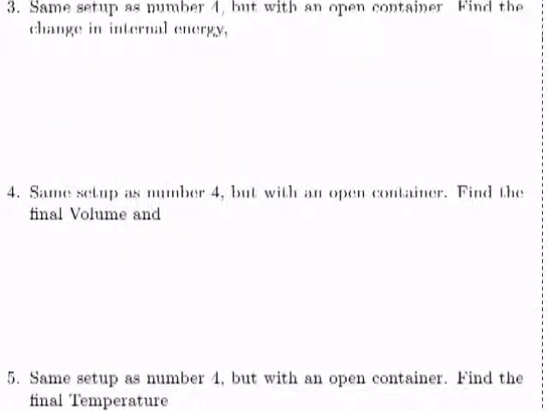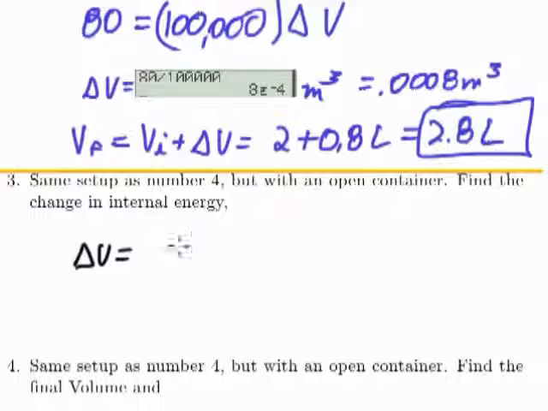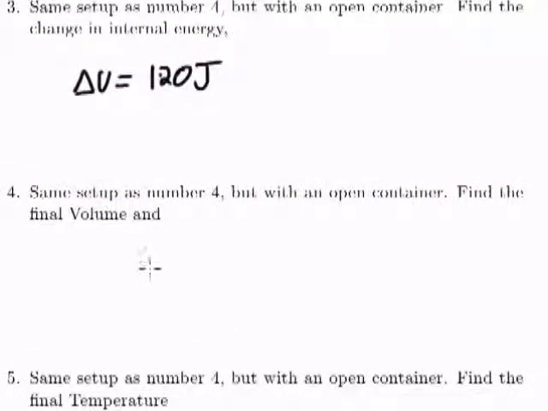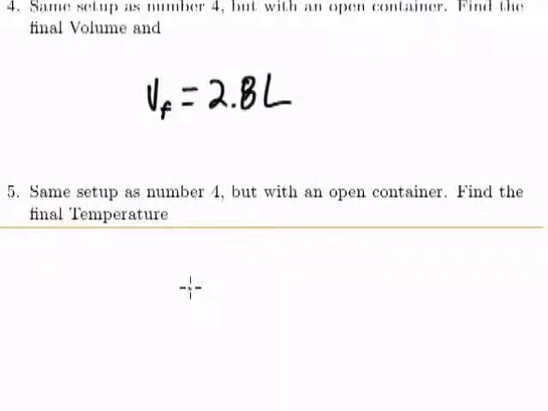So let's answer all 3 of these questions in one fell swoop. We have the change in internal energy was 120 joules. The final volume, was the very last thing I got, was 2.8 liters. And the final temperature was got earlier, 11.23 Kelvin.